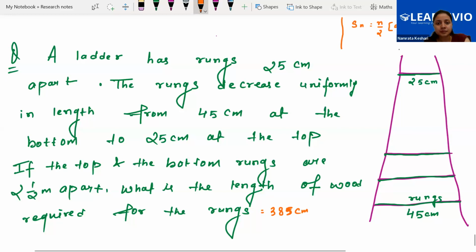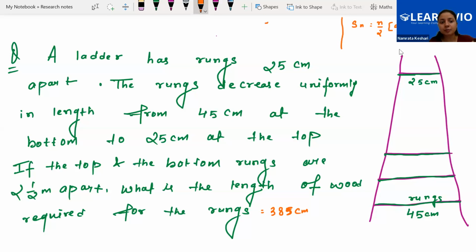Yes, please, Harshit. Yeah, ma'am. So first in this question, we have to find the total number of rungs, so from that we can find the nth value. So I have done 5 by 2 into 100, then plus 1 upon 25. So my answer is coming n is equal to 11. Now that 11 will be applied in the formula, which is Sn equals n by 2 (a plus l).